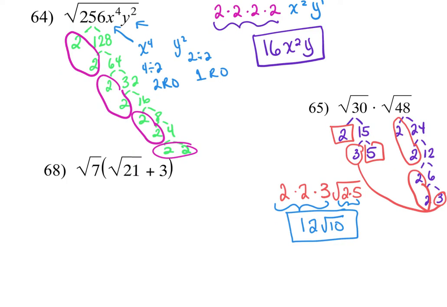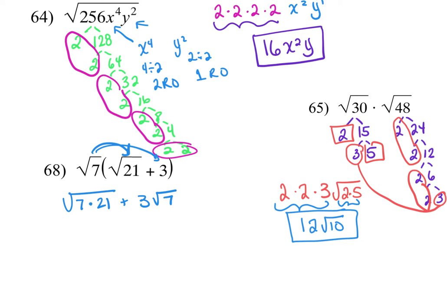This next one is just distribution. So remember, insides, insides, outsides, outsides. We don't multiply from in to out. So I'm going to multiply the square root of 7 times the square root of 21. So you're going to end up multiplying the 7 and the 21 because they're both on the inside. Plus the square root of 7 times 3. Well, 3 is on the outside, 7 is on the inside, so I cannot combine those at all.